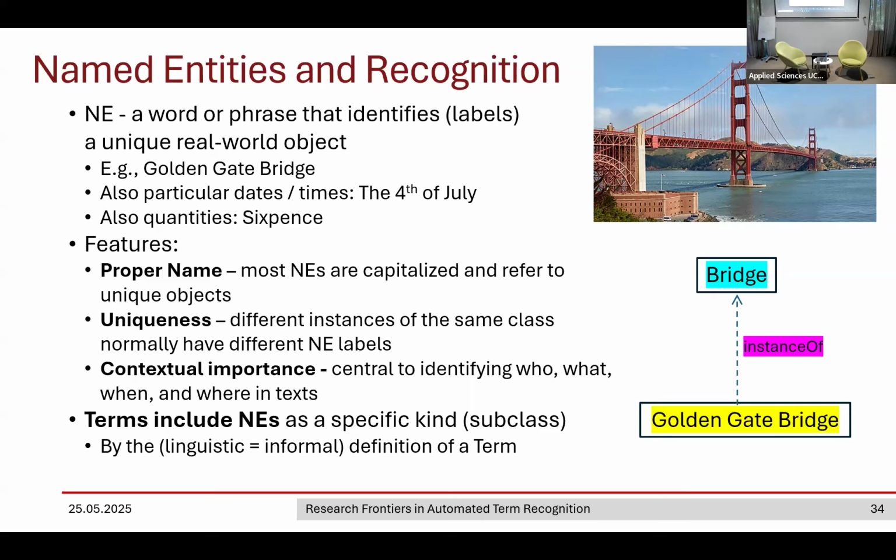And as we already discussed implicitly, the typology of terms includes named entities as a specific kind of subclass of domain-specific terms, like Donald Trump in politics. Paralinguistic, which means an informal definition of a term. So this is to take away.